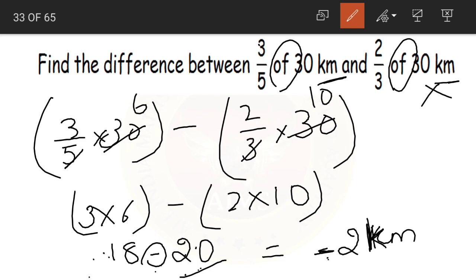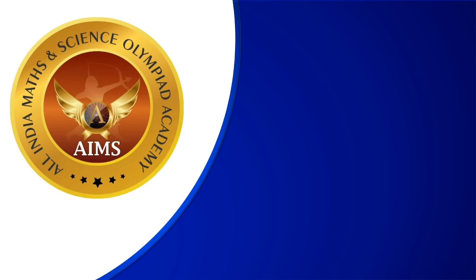Clear, students? The difference between 3 by 5 of 30 kilometers and 2 by 3 of 30 kilometers is minus 2 kilometers. I hope this was clear. I hope the concept of fractions is very clear for you.